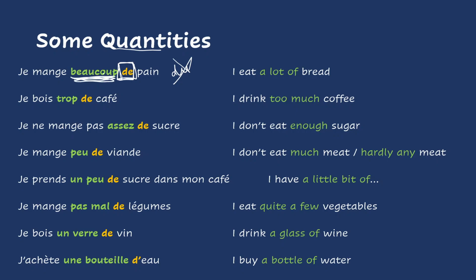So, of course, you have many expressions of quantity, and here we only see a few. So, we see, for example, beaucoup means a lot. Beaucoup de, a lot of. Je mange beaucoup de pain. I eat a lot of bread. You don't say beaucoup du pain. You are going to say je mange beaucoup de pain. You will use the expression of quantity followed by the preposition de, not the partitive article.